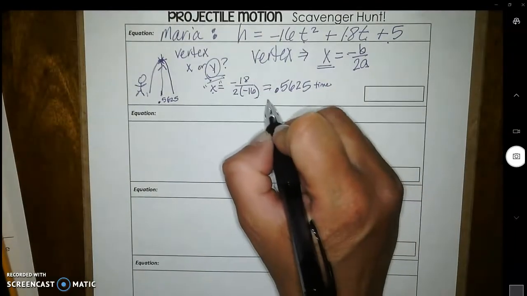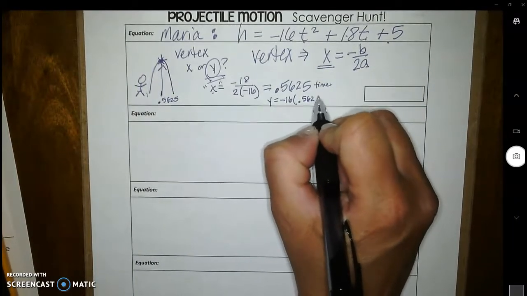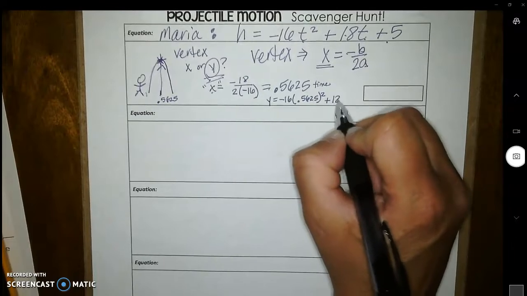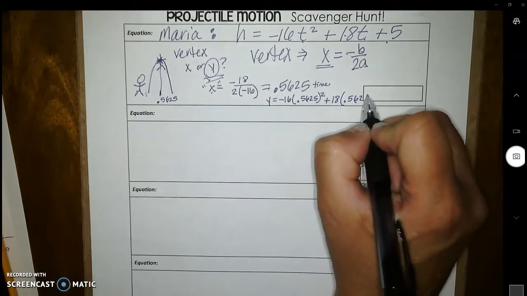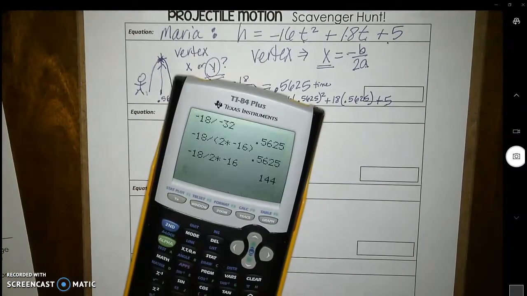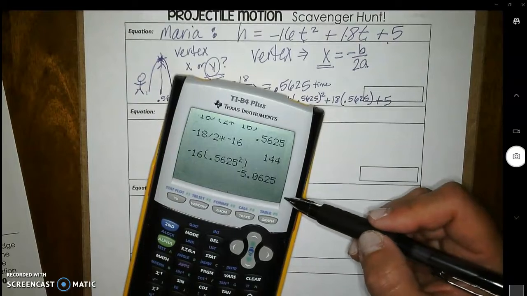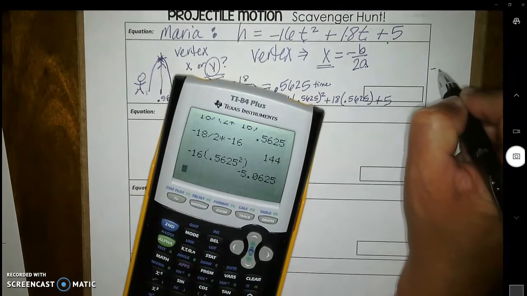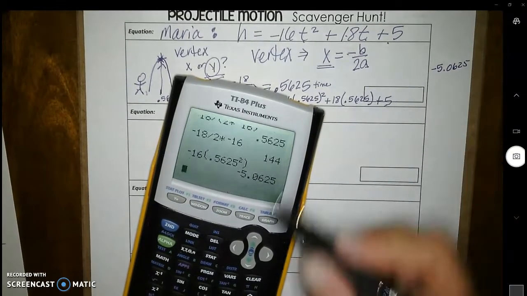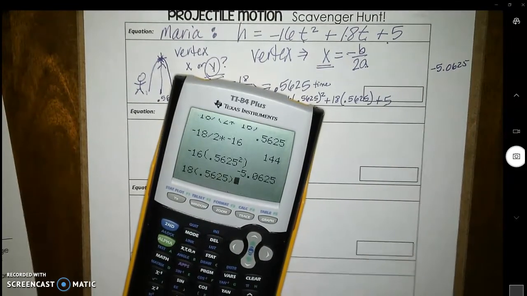So to find Y, we're going to do negative 16 times 0.5625 squared plus 18 times 0.5625, and then we're going to add 5, okay? So let's go type all of that in. So negative 16 times 0.5625 squared. If you need to do these separately and write them down separately, then do that. Otherwise, if you have a fancy calculator like mine, you should be able to type it all straight in. I'm going to do it separately just because.